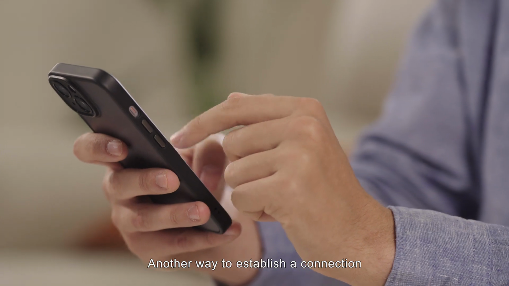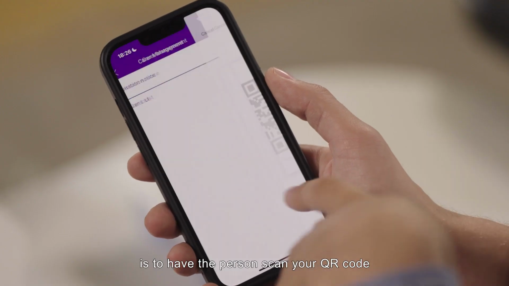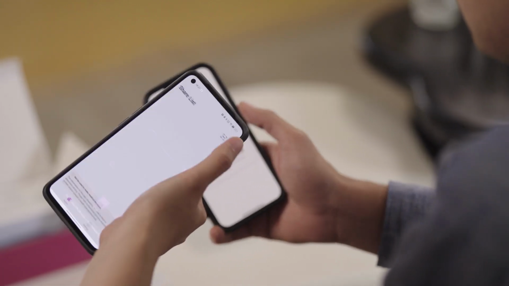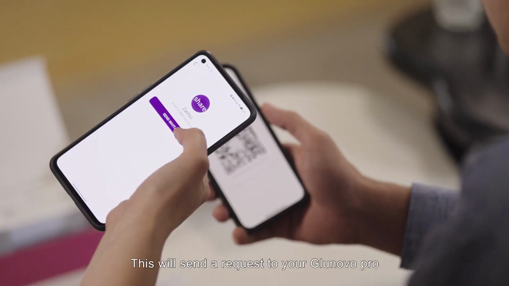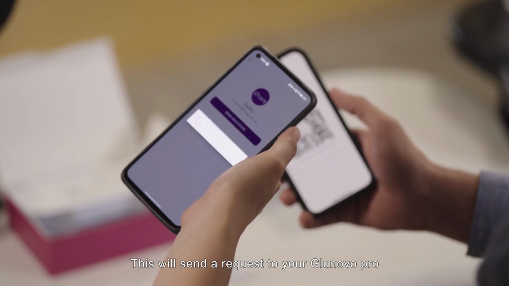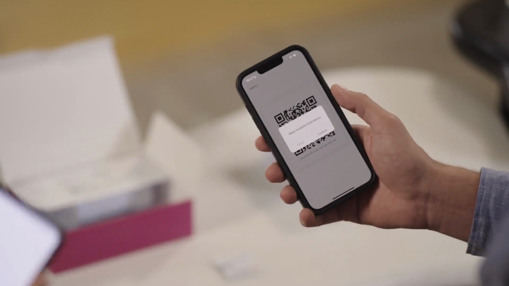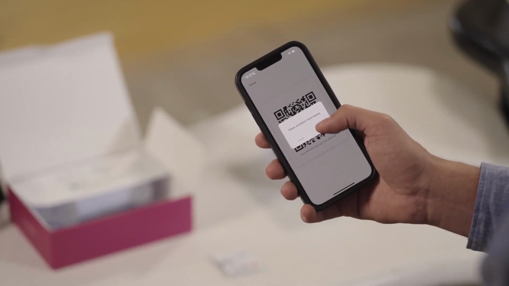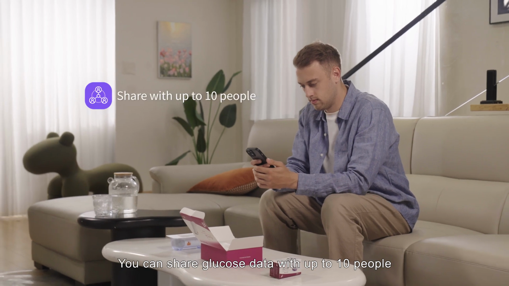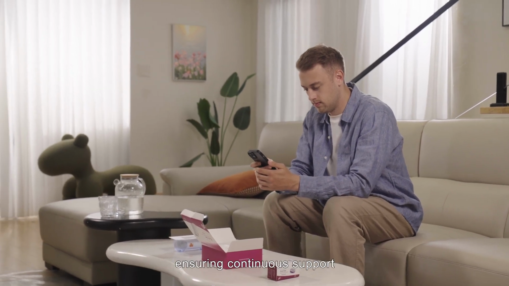Another way to establish a connection is to have the person scan your QR code. This will send a request to your Glenovo Pro. You can share glucose data with up to 10 people, ensuring continuous support.